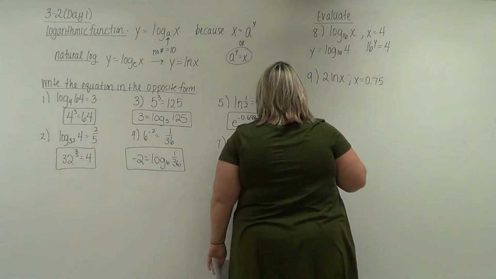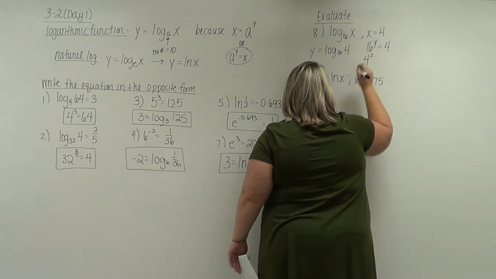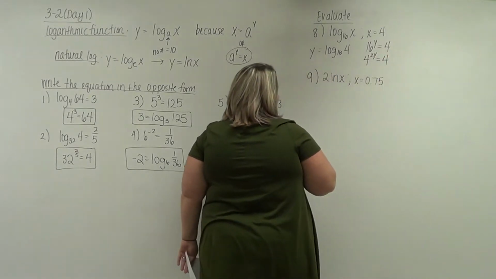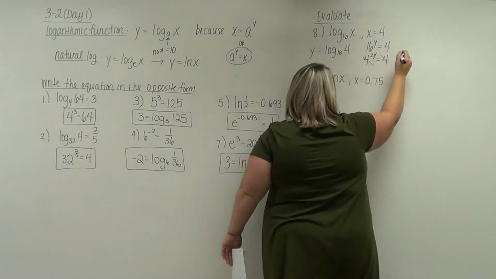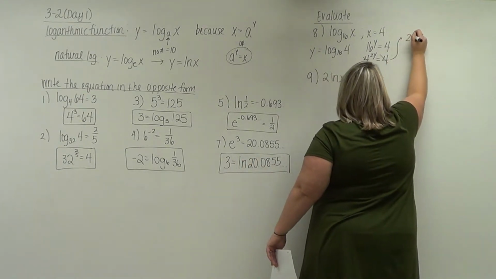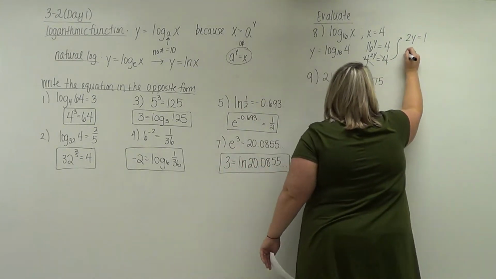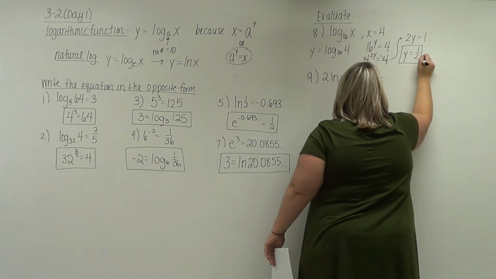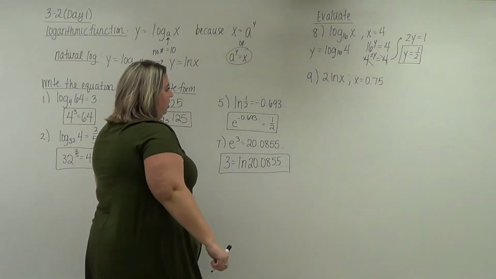If you think back to when you were in Algebra 2, we need to have the same bases. So 4 squared is 16, so this would be 4 to the 2y equals 4. And then I solve exponents. So this would be 2y equals 1, because that'd be my exponent on there. So this would be y equals 1/2. So you set it up like an exponential to solve it.